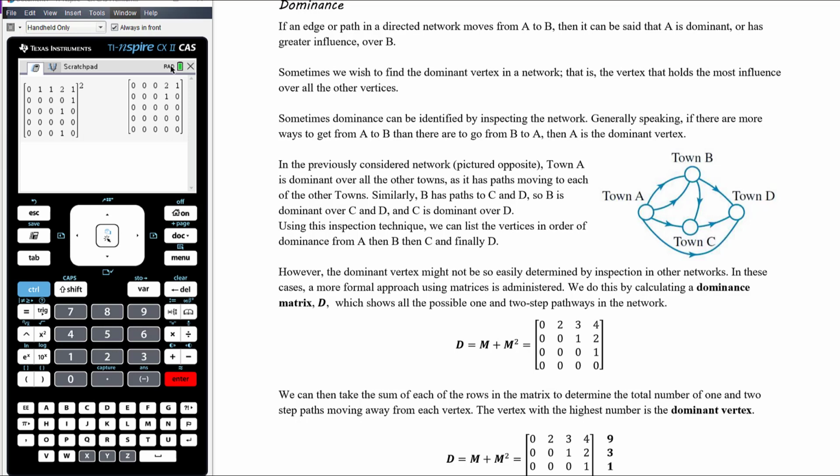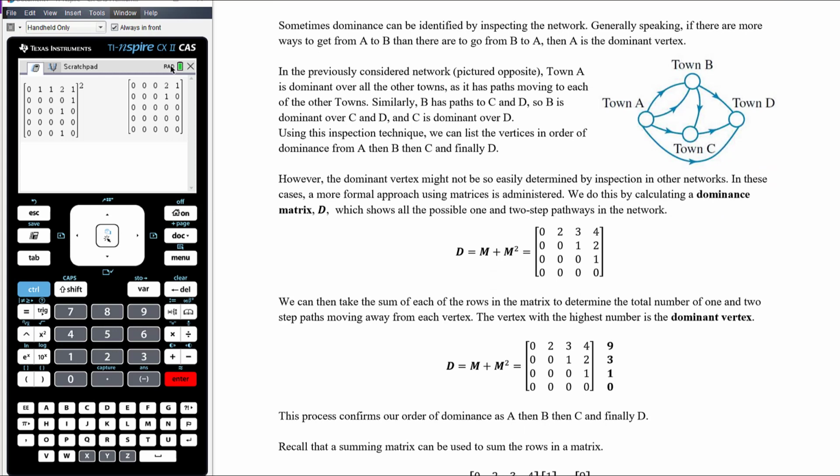In these cases, a more formal approach using matrices is used, and we do this by calculating a dominance matrix. A dominance matrix, given the size of the matrices we're dealing with here in further maths, is about considering the total number of 1- and 2-step pathways in the network. We've already talked about that. Remember, M is our 1-step pathways, M squared was our 2-step pathways. Adding them together gives us the total number of 1- and 2-step pathways. Then if we add up the rows, which is what we've done here, this is the total number of ways to get out of A. So the arrows away from A. That's where A is dominating other cities.